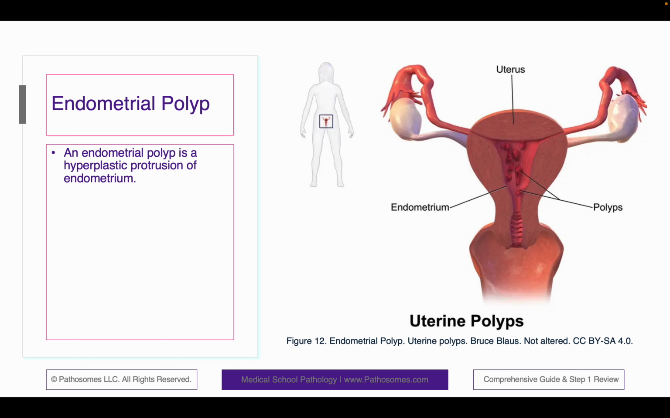Now let's talk about another pathology that you should be aware of. Endometrial polyps. An endometrial polyp is a hyperplastic protrusion of the endometrium. Like to the right here, you can see what the endometrial polyps would look like inside of the uterine cavity.